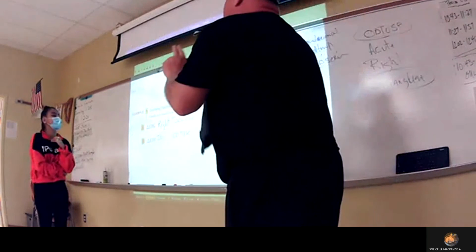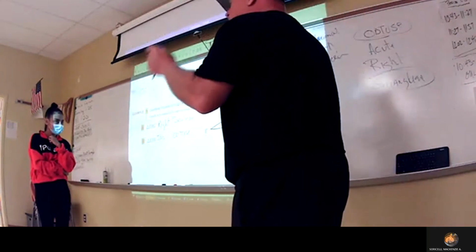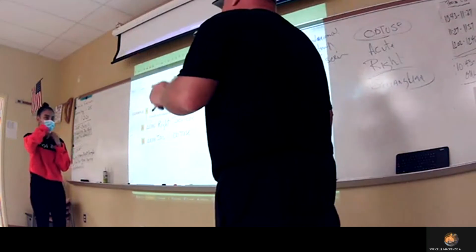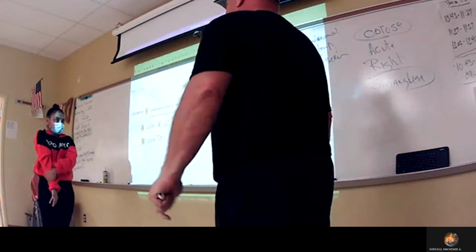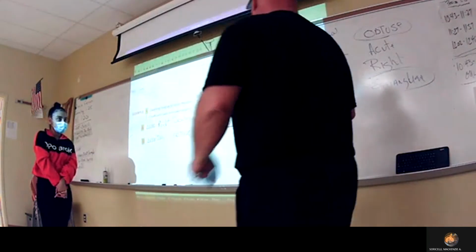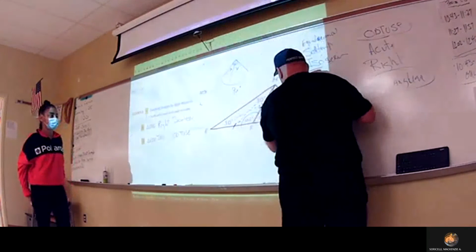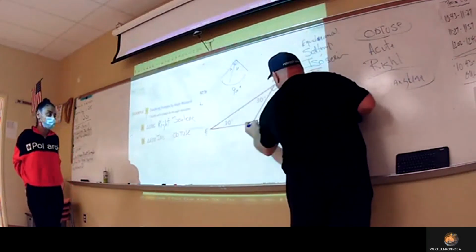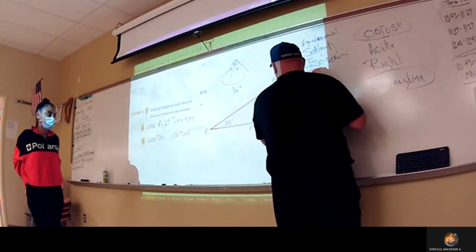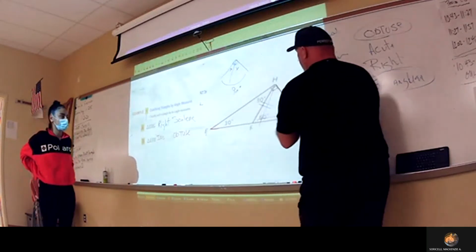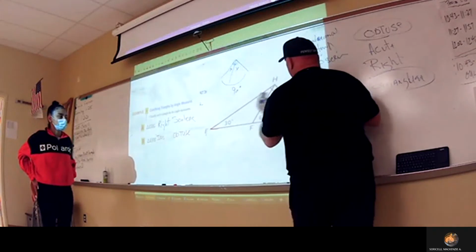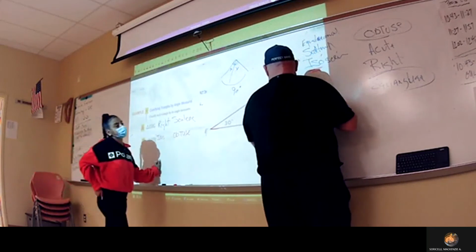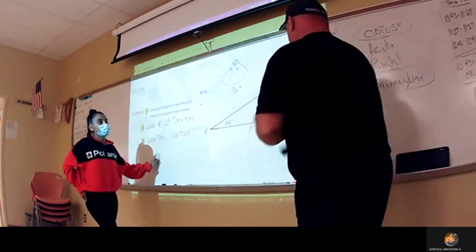So it doesn't matter how many ticks it is. It could be 1, 2, 3, 4, 1,000 ticks. As long as the number of ticks match, they're congruent. Make sense? So in this case, working with this triangle here, if I have 2 ticks, 2 ticks, 2 ticks, all those sides are congruent. If I had 4 ticks, 1, 2, 3, 4, 1, 2, 3, 4, what's that? They all have to be the same.